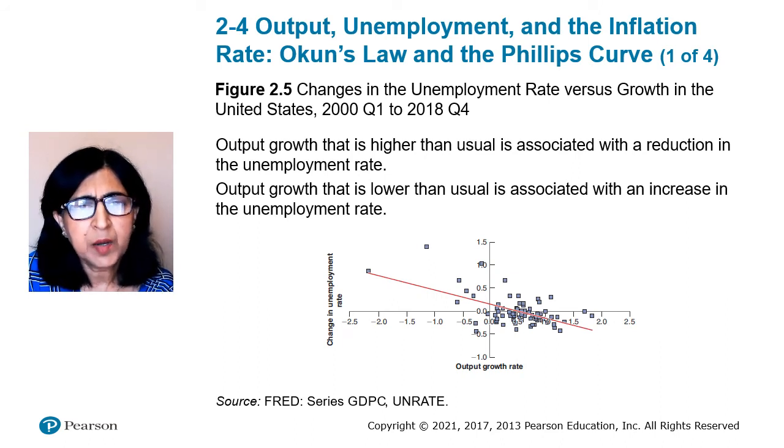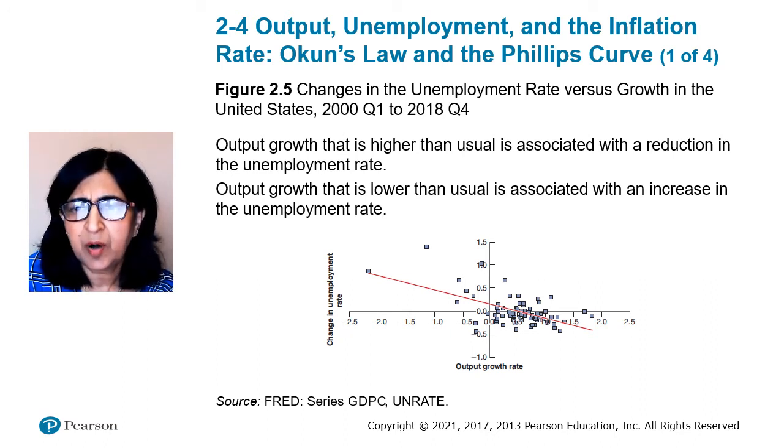Output, unemployment, and the inflation rate. The relationship between these three major economic indicators can be understood with the help of Okun's law and the Phillips curve. Figure 2-5 illustrates Okun's law. Okun's law is, of course, not a law but an empirical regularity. It shows the inverse relation between changes in the unemployment rate and output growth in the United States for the period 2000 Q1 to 2018 Q4.